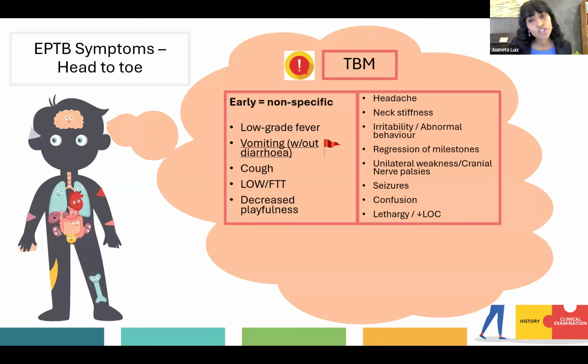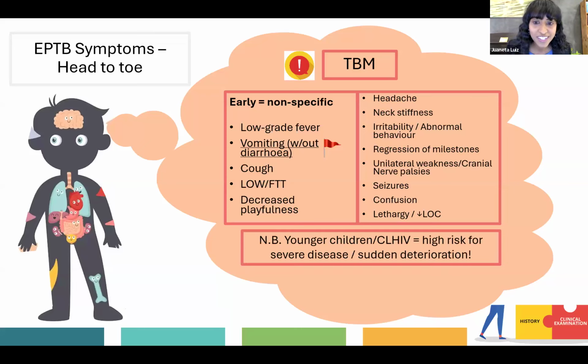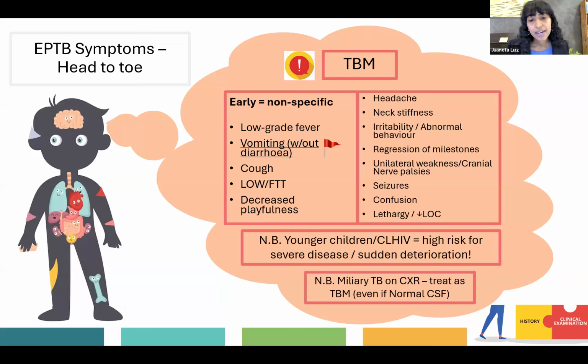And then as time progresses, the older children may present with headache and neck stiffness, and it is also very important to ask the caregiver about regression of milestones, which you may not notice without asking, or changes in behavior and irritability, and then things may progress to worsening signs and symptoms as noted here. But of course, younger children and children living with HIV have a much higher risk for severe disease and sudden deterioration. So we really need to have a low threshold for investigating these children. And Prof. Schaaf will also mention this, but a child with miliary TB on the chest X-ray must be treated as TBM, even if you have a normal CSF.